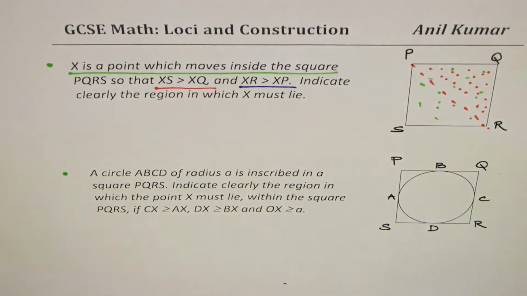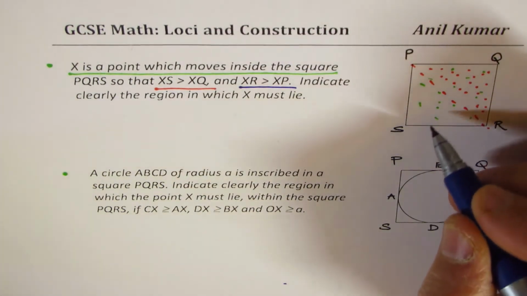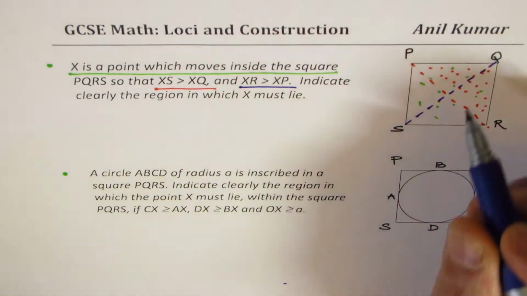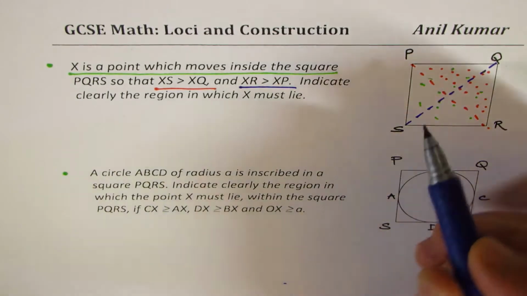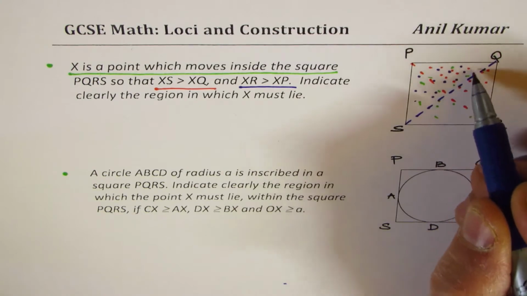XR is greater than XP. That means it is farther away from R. So let me join this line. Why am I using dotted lines? Because it is greater than, not equal to. So that means it has to be somewhere in this portion. Do you see that? Somewhere in this portion.